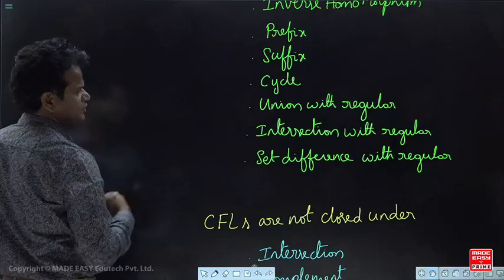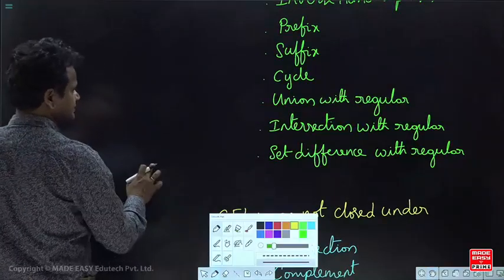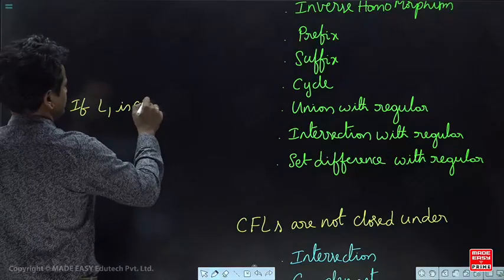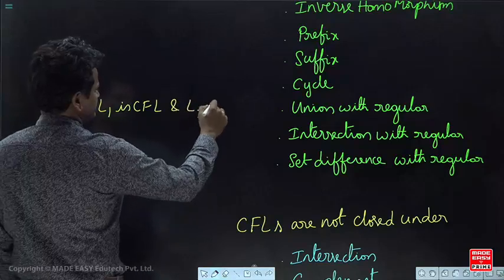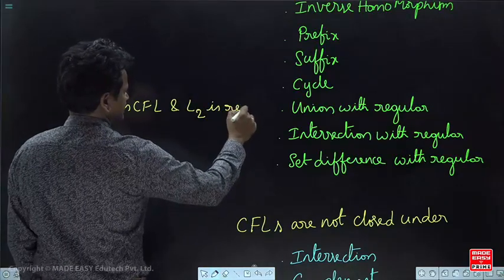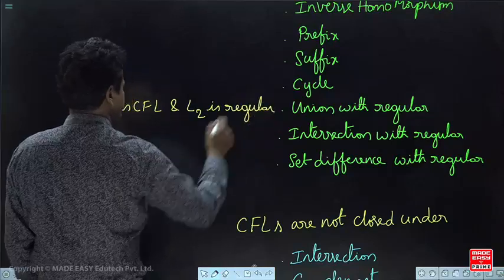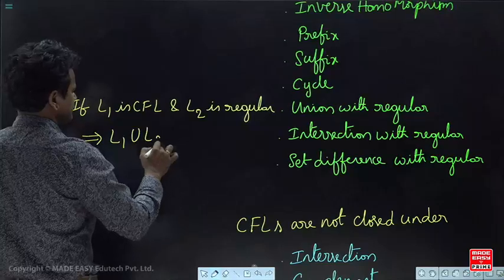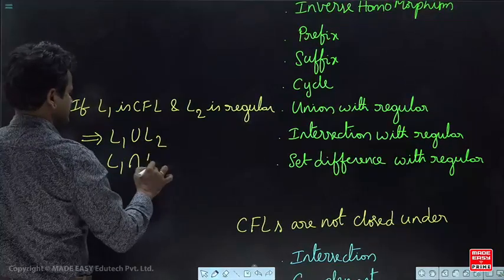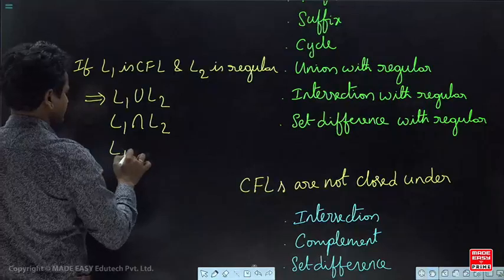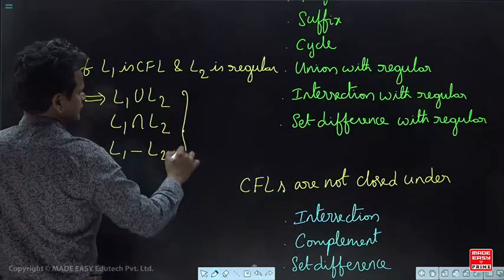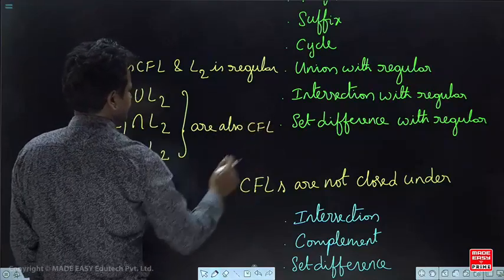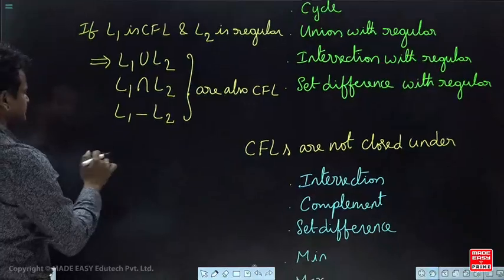Intersection with regular, union with regular. What does it mean? If L1 is CFL and L2 is regular, this implies L1 union L2, L1 intersection L2, L1 minus L2 are also CFL. Listen carefully.